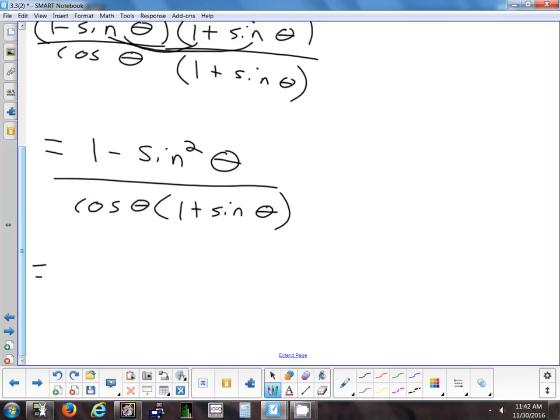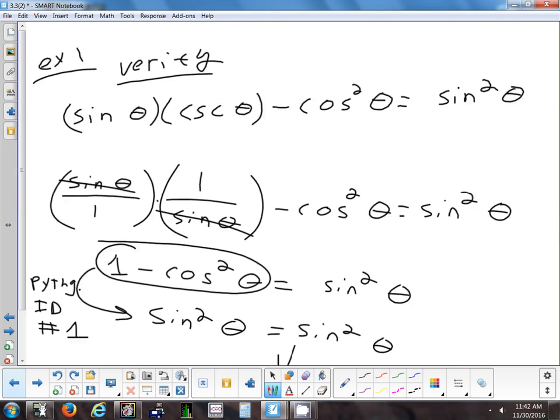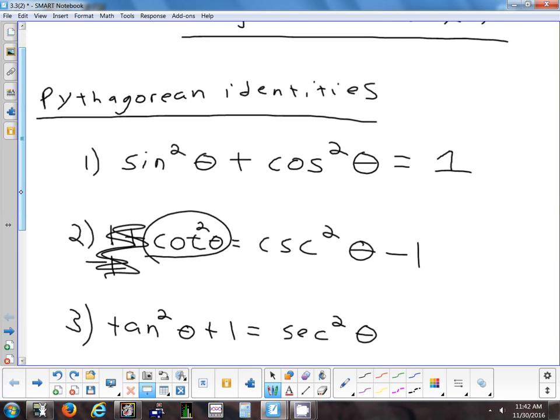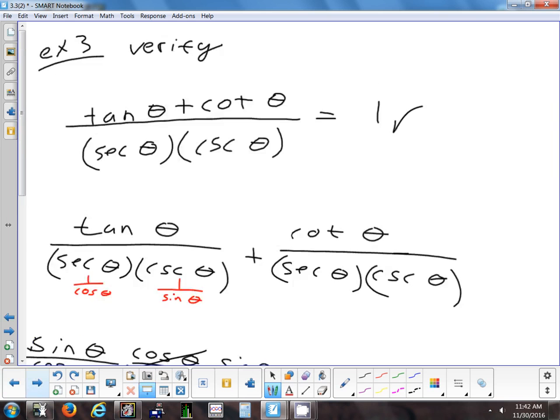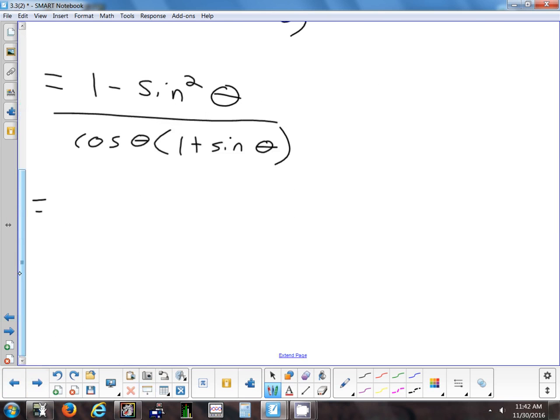Okay, now look at the top. 1 minus sine squared. Let me go back. Does anybody recognize 1 minus sine squared as something? Sam? It's the first one. Okay, if you do this, and move the sine squared to the other side, what is 1 minus sine squared? It's cosine squared. Okay, so let's change 1 minus sine squared to cosine squared.